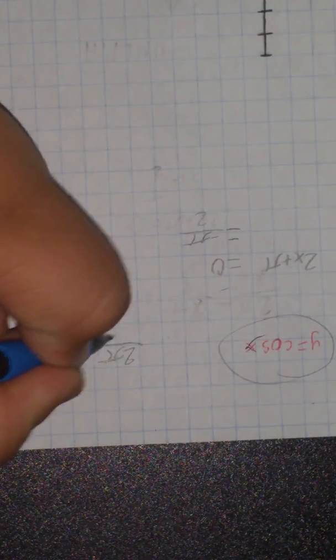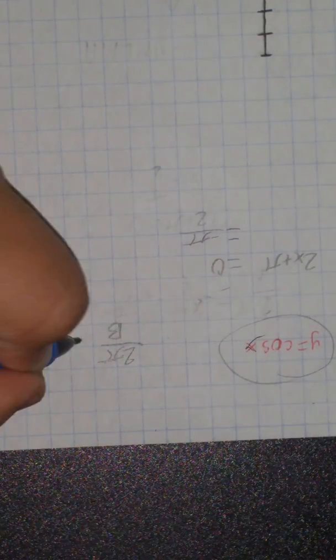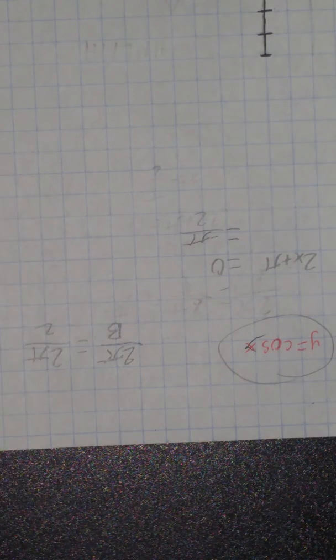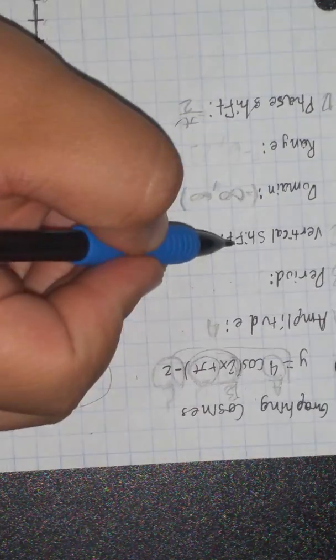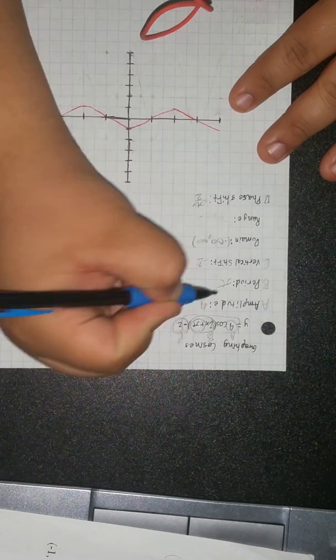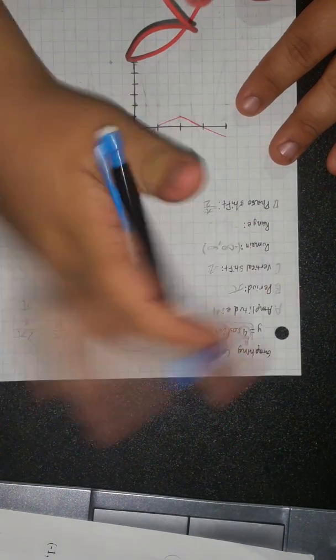Over b. So in this case, 2. So it's 2 pi over 2. So your period would end up being, just zoom out a little real quick, so your period will be pi. And I'll explain what all these things do in a minute.